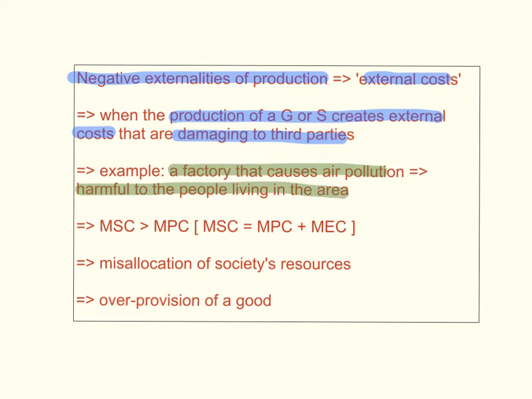the area. So in that case, the marginal social cost, which is the cost to society as a whole, is higher than the marginal private cost, which is the cost of running the factory itself, because the external cost has to be added to the private cost. So we know that marginal social costs here are equal to marginal private costs plus marginal external costs. This is an example of a misallocation of society's resources, and the real problem here is that there is an over-provision of a good that is causing external costs.